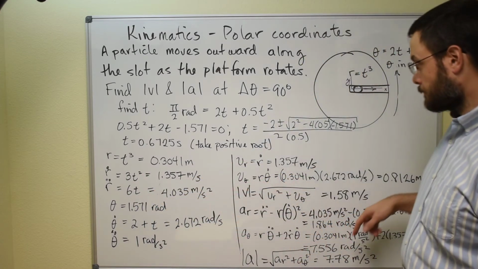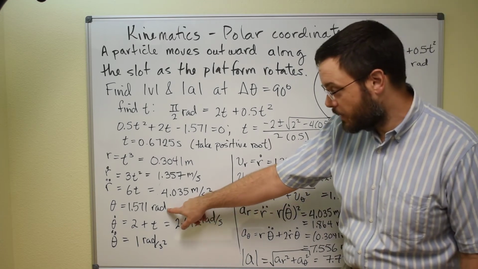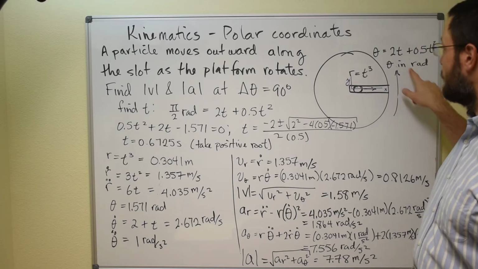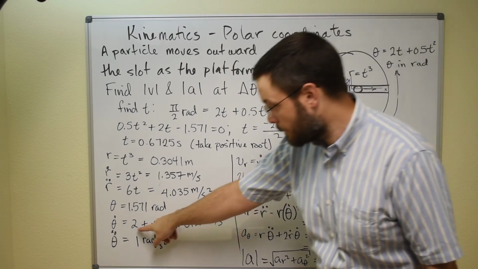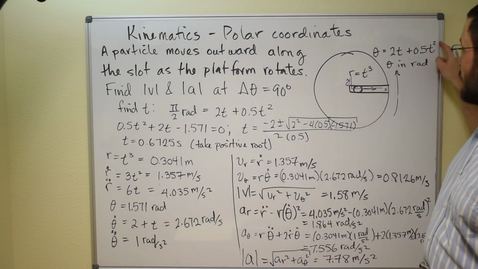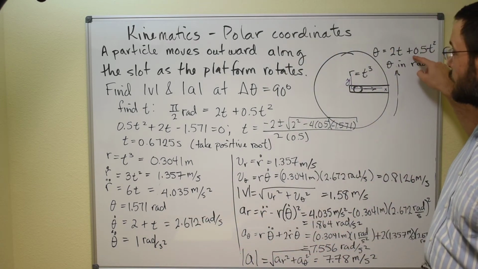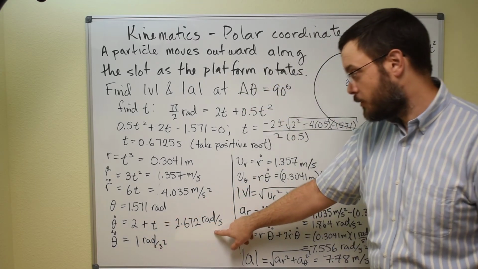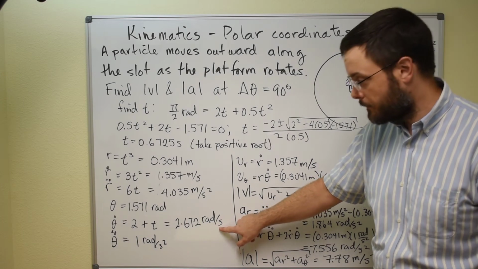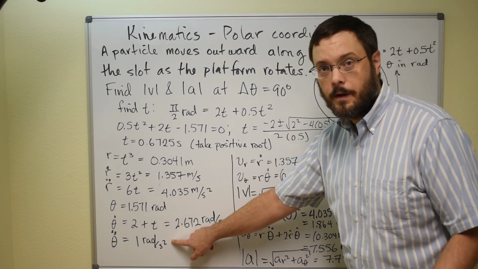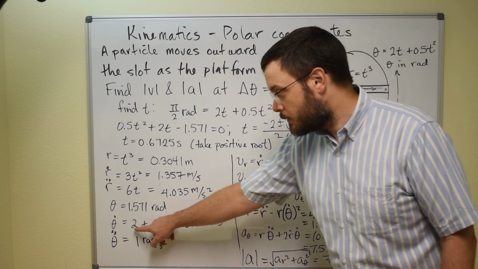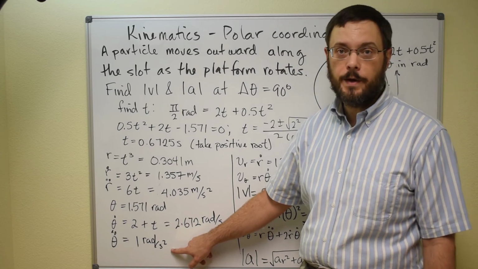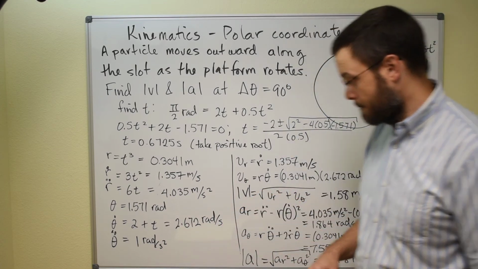Plug in your value for t. For theta, you know that theta is pi over 2. Then you can do theta dot, so d theta dt is just going to be 2 from that first term, plus, this is t squared, so that comes out in front. 2 times 0.5 is 1. So just 2 plus t, plug in your value for t, get that value for theta dot. And then take a second derivative, and so it would just be derivative of a constant is 0, derivative of t is 1, and you get theta double dot is 1 radian per second squared.